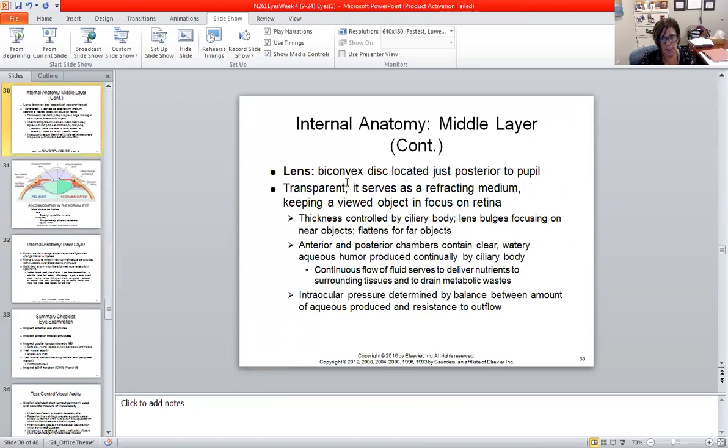So the lens is a disc located just posterior to the pupil. It's transparent and it serves as a refractory medium, keeping a view of objects in focus. The thickness is controlled by the ciliary body. The lens bulges, focusing on near objects, and flattens for far objects. That's going to be important when we talk about changes in the elderly.